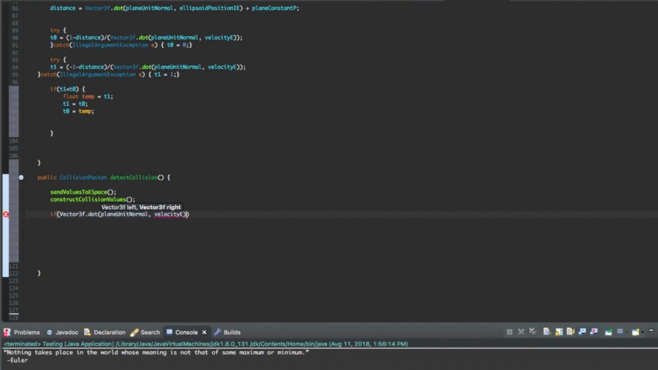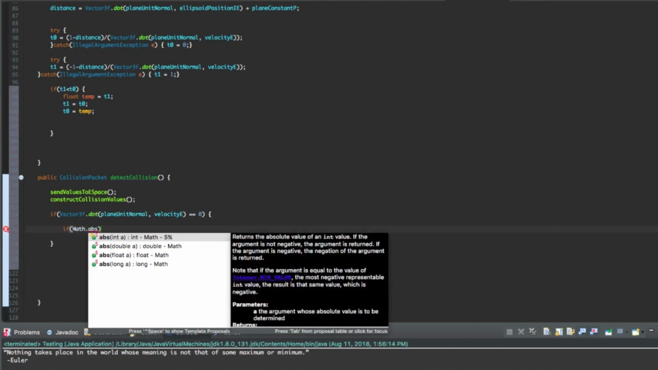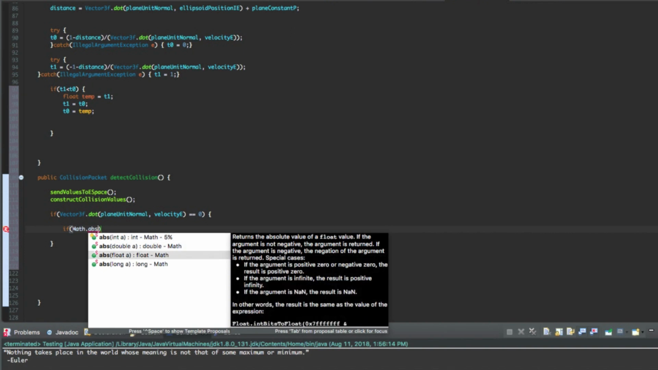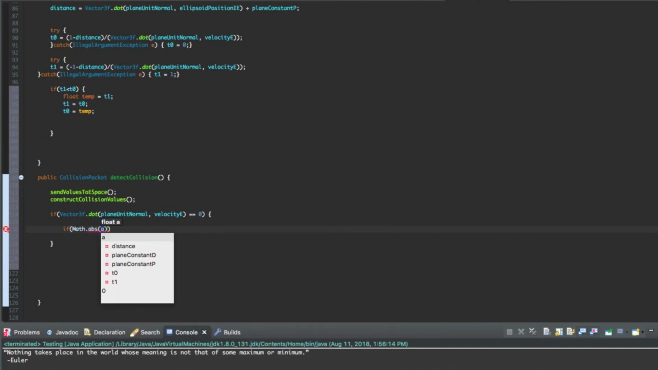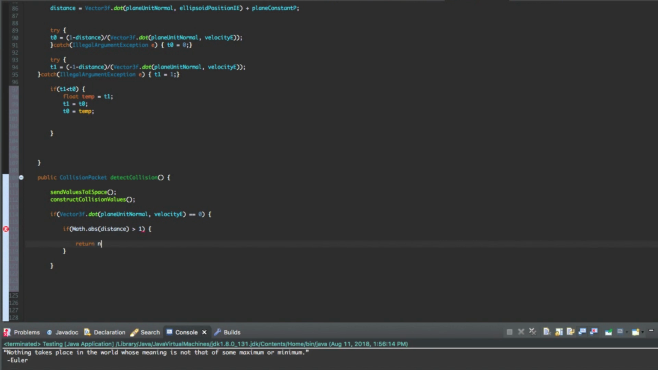And there are two possibilities. If the sphere is traveling parallel to the plane, if the distance is greater than 1, then there will be no collision ever. And if the distance is less than 1, then the sphere is embedded within the plane. And so it is always colliding with the plane. So I wrote out there, if the absolute value of the distance is greater than 1, then we can return null because there will be no collision.